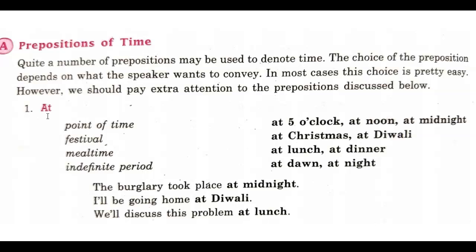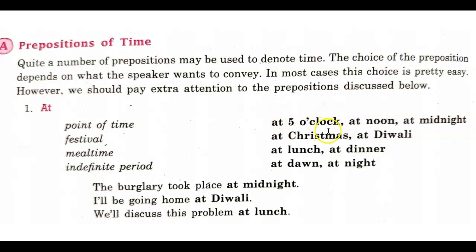So the very first preposition of time is at. So time means when. When we talk about time, we normally ask the question when a particular thing is done, when it will be done, when it will take place. So that is time, preposition of time. So the first thing that comes to our mind is when. So at is one such preposition which tells us when. For a particular point of time, we use at.